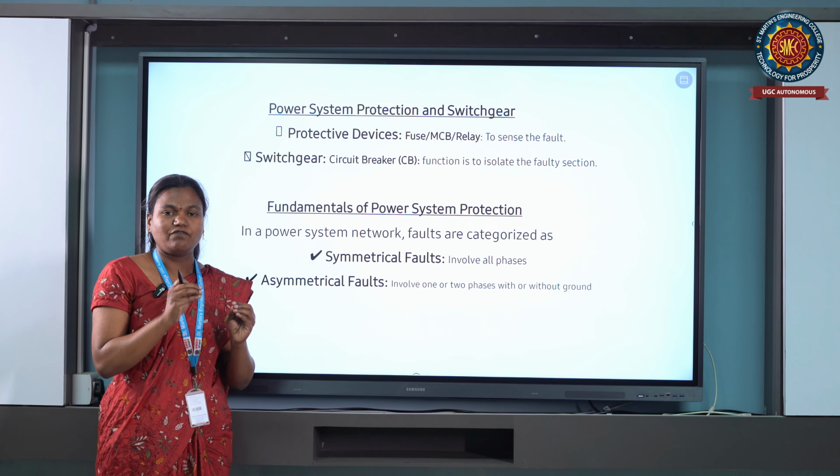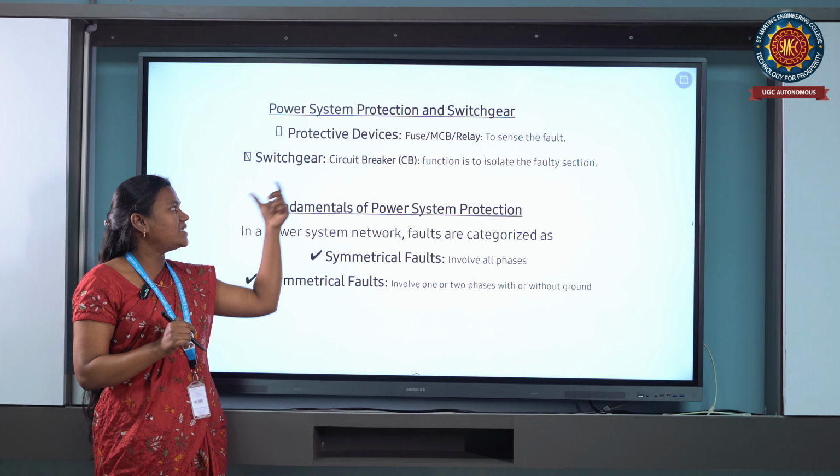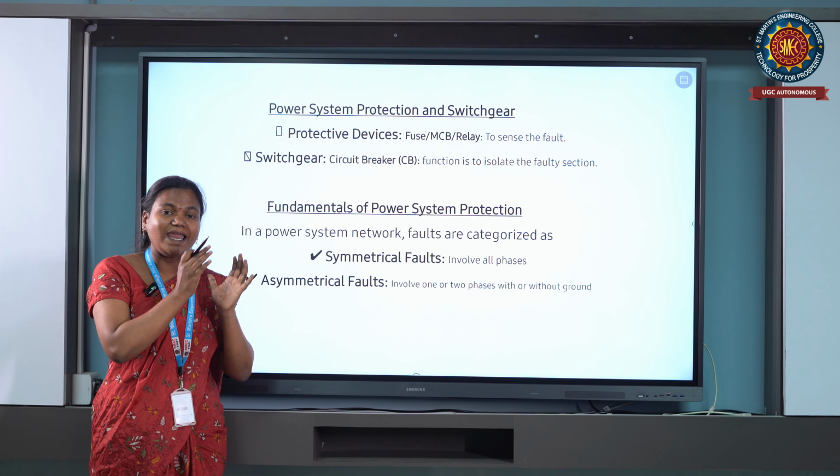These switchgear parts will minimize the value of the fault, clear the fault, and return to the normal position. This circuit breaker will protect the healthy part of the power system from the faulty conditions. So that is the reason we use the protective device as well as the switchgear devices. Current transformers and potential transformers also come under the switchgear part only.